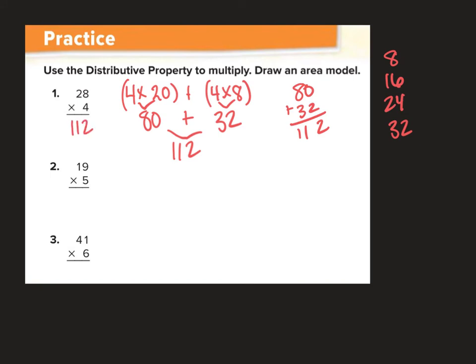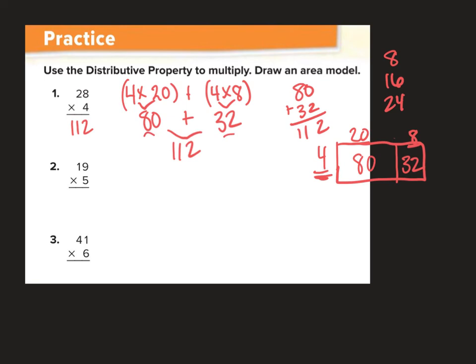If I were to draw my area model, I'd do 4, 20, and 8. There we go. But 4 times 20 is 80, and 4 times 8 is 32. And look, that's what we did here, 80 and 32, and we got 112.